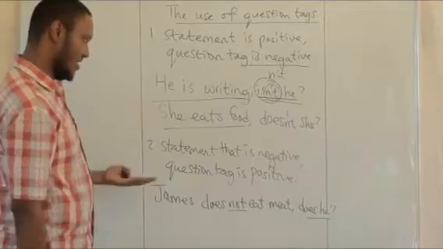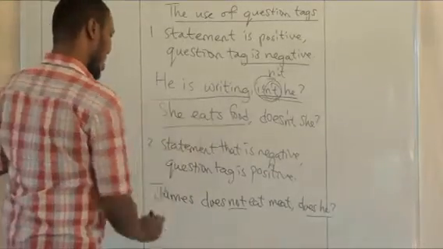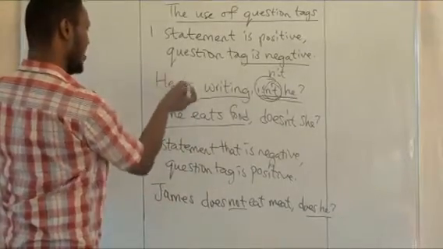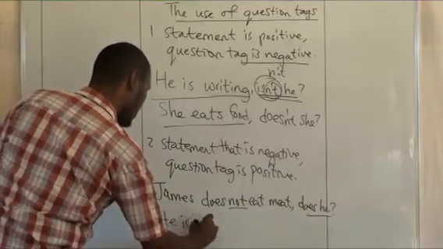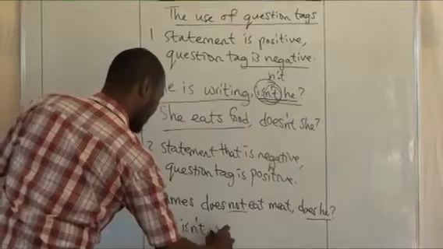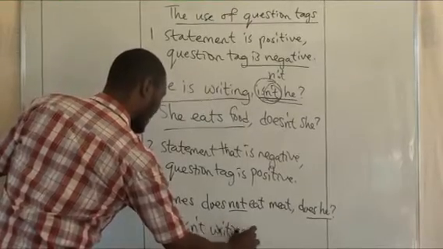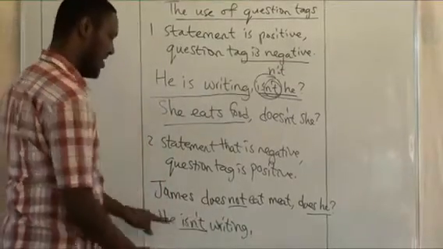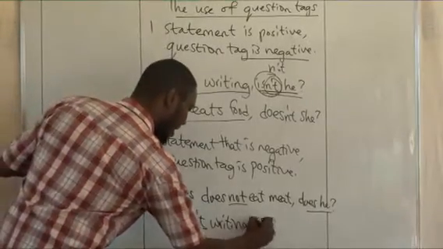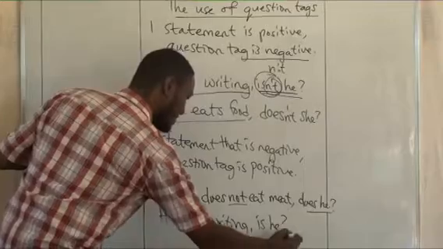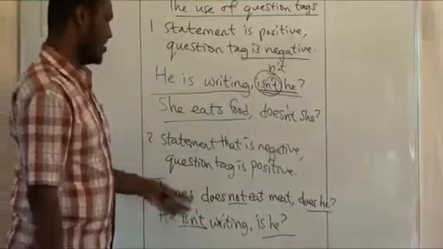That is one example. Another example, we can also have this. He isn't writing. This is negative because we have the negative word there, is not. So, he isn't writing, is he?